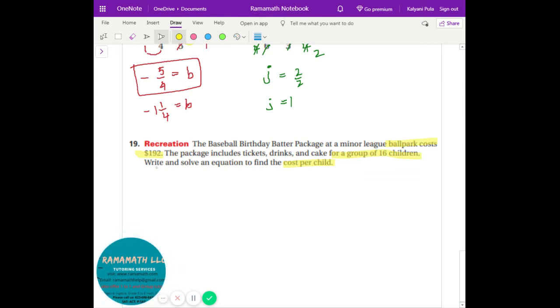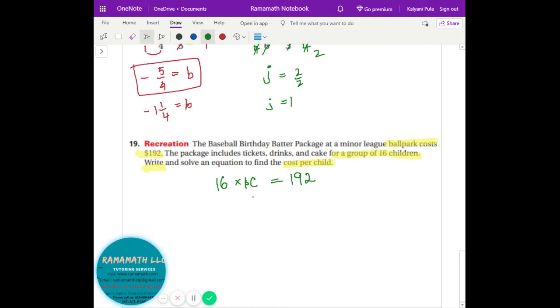Here, you need to write the equation. Writing is what is important. So writing is simple. You know there are 16 kids in there, 16 times the cost per child. Let's say the cost is C dollars. So 16 times C dollars gives you 192. Now it looks like an equation.